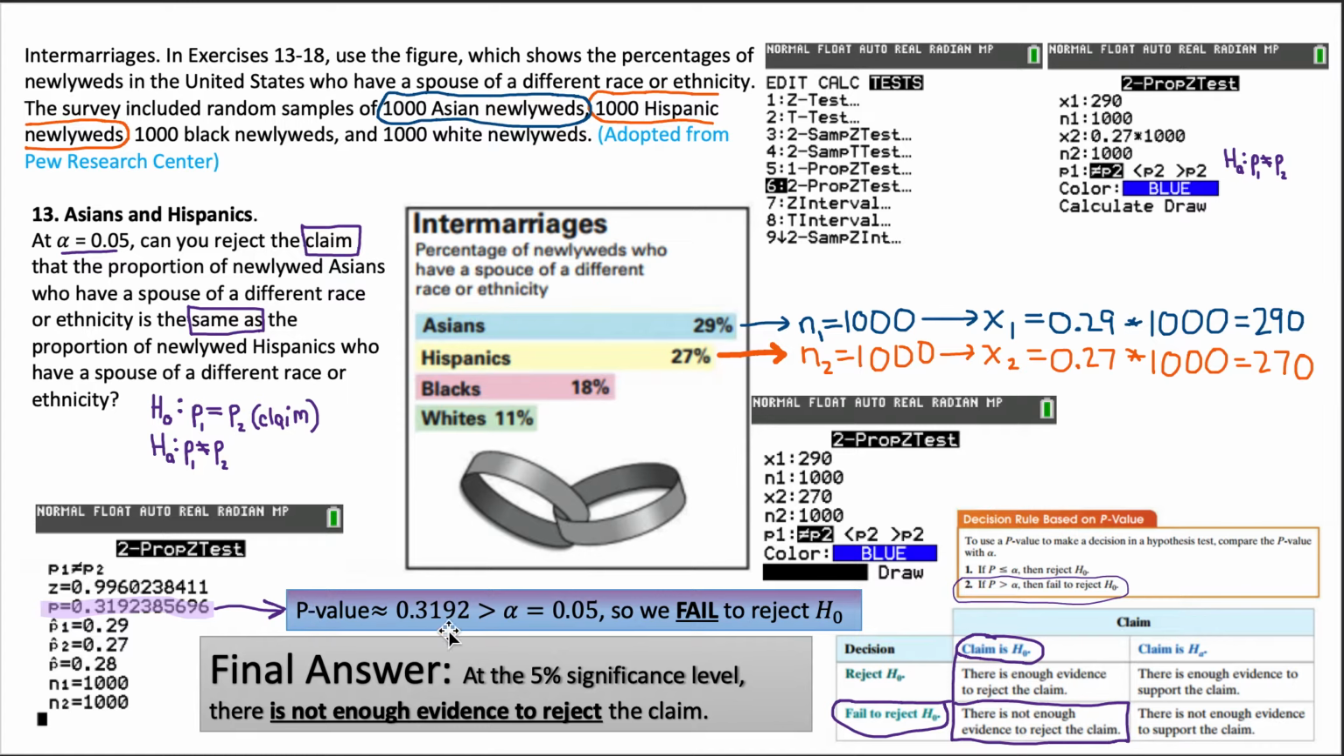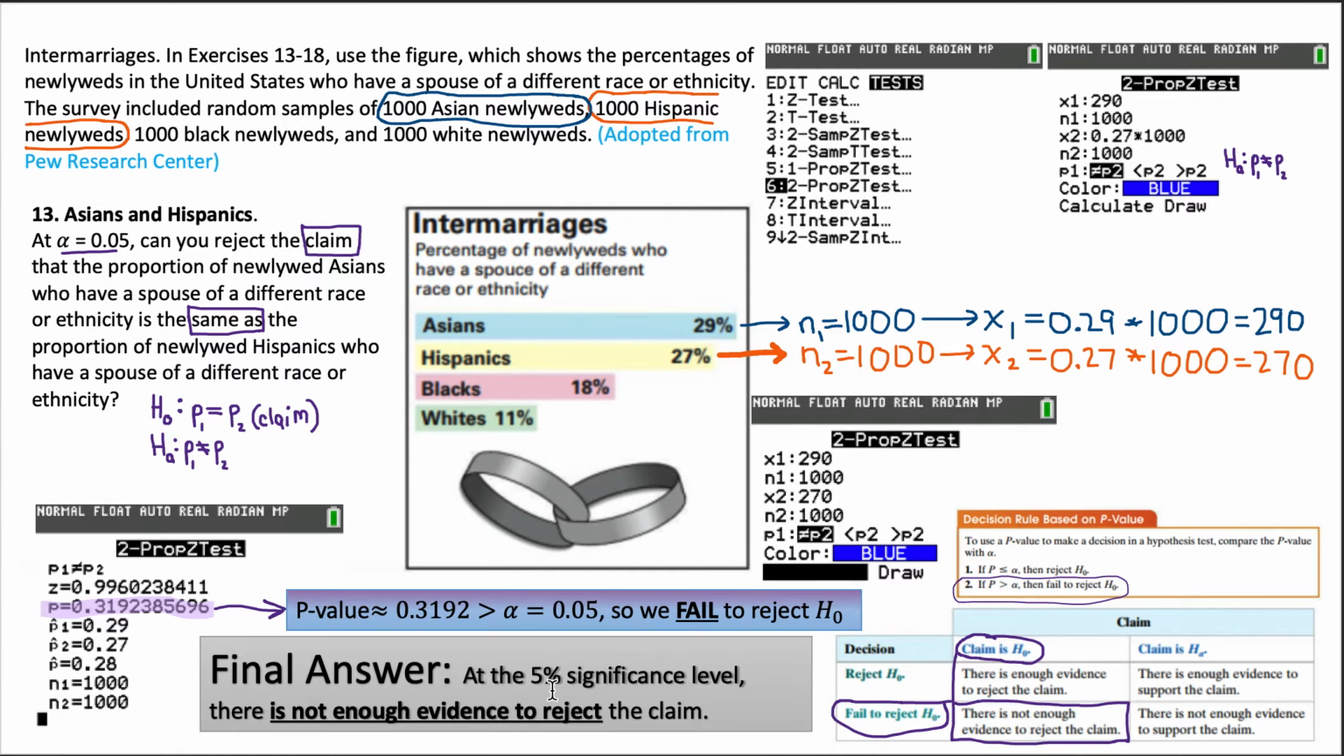So in this case, rounded to 4 decimal digits, our p-value is 0.3192. That is greater than our alpha, which is given up here, which is 0.05. So we fail to reject the null hypotheses. Remember, if p is greater than alpha, then you fail to reject the null hypotheses. So how do we interpret that? Well, our claim was the null hypotheses, and we just failed to reject the null hypotheses, so we can use this interpretation here.